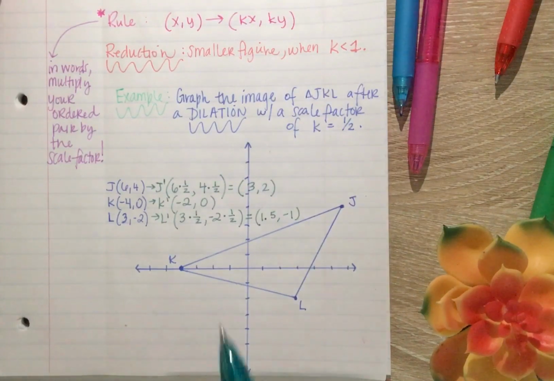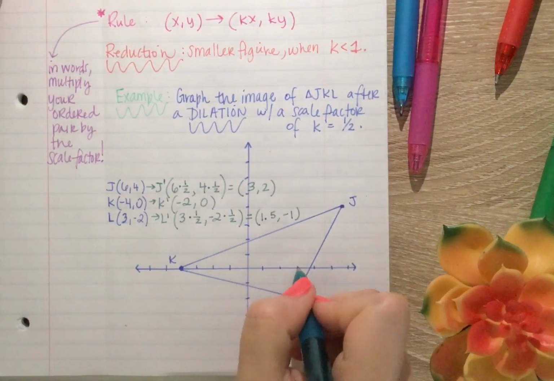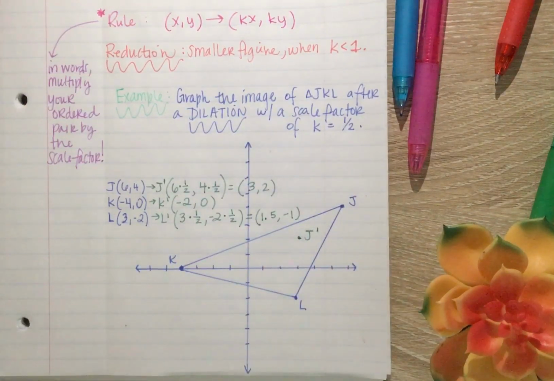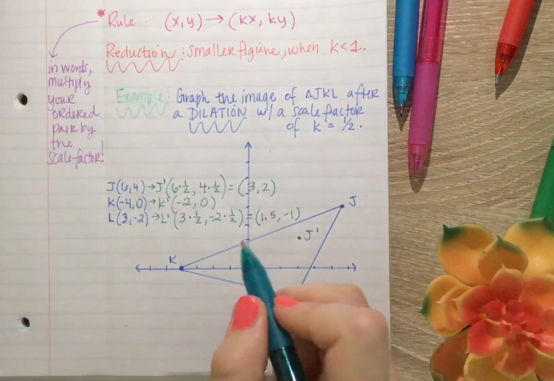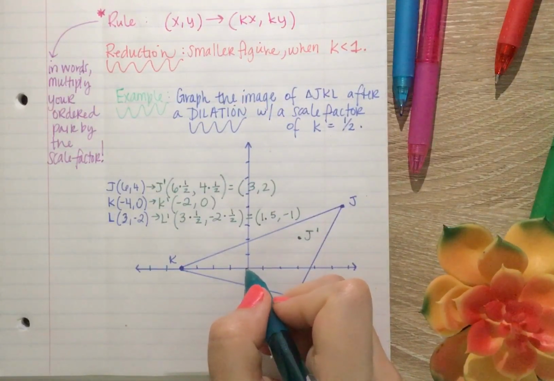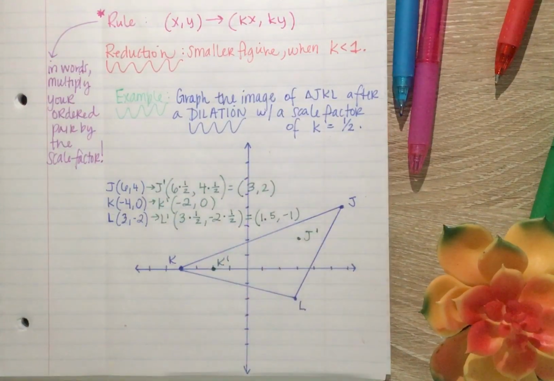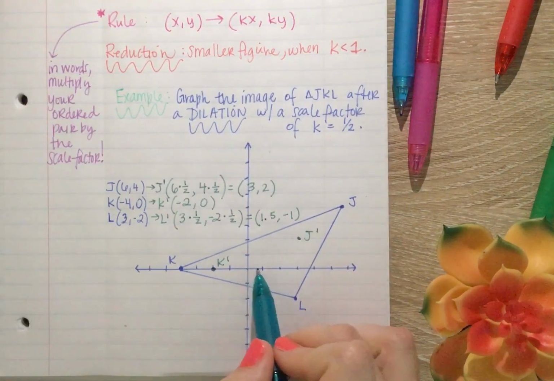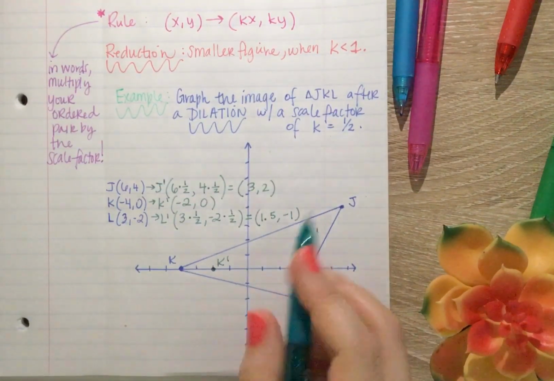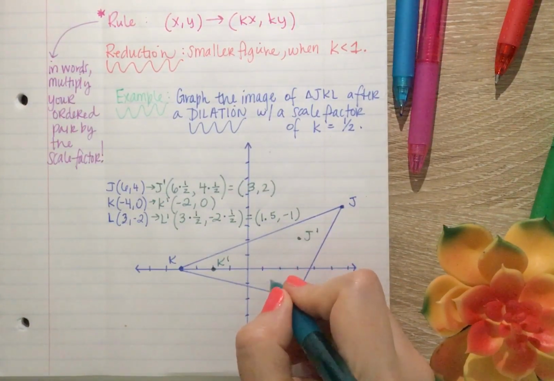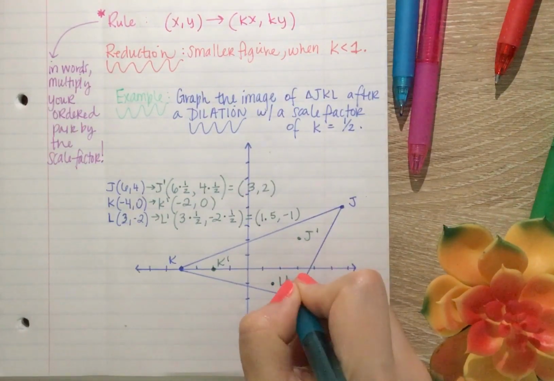J prime is (3, 2): 1, 2, 3, comma 1, 2. This is J prime. Don't forget to label. K prime is (-2, 0), so you go left 2, but then you stay. That's K prime. And L prime is (1.5, -1). You start at the origin, then go 1.5, right in between, but you don't plop it down yet. You still have to go down 1 for L prime.